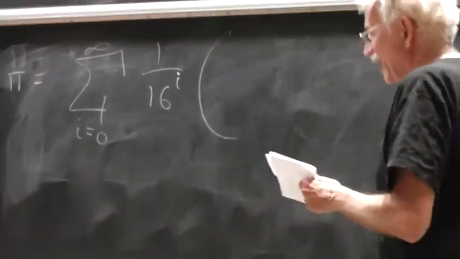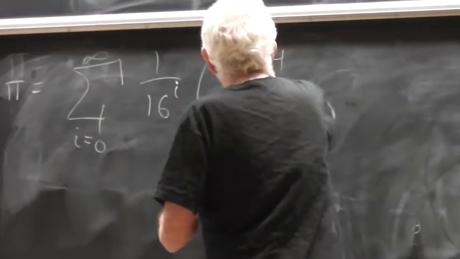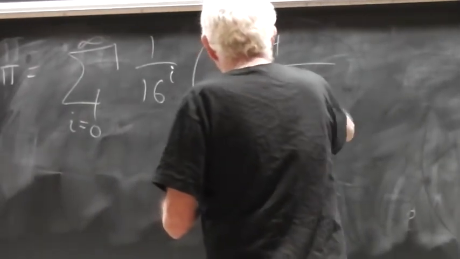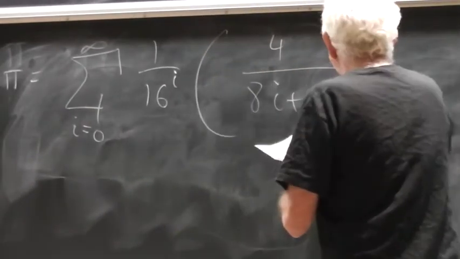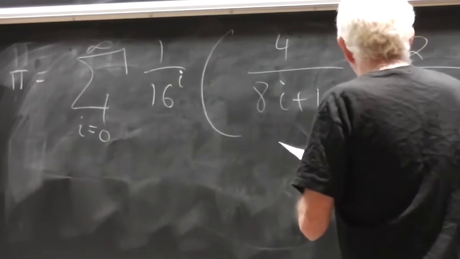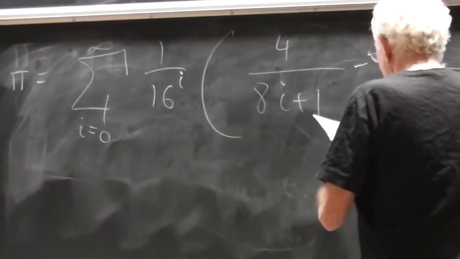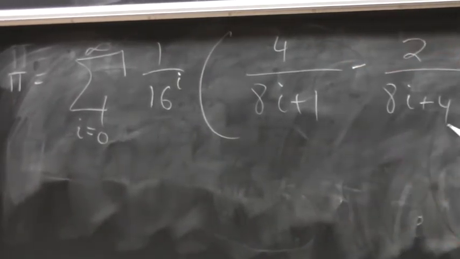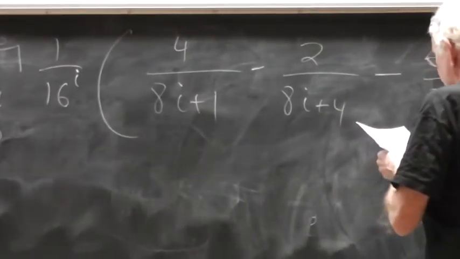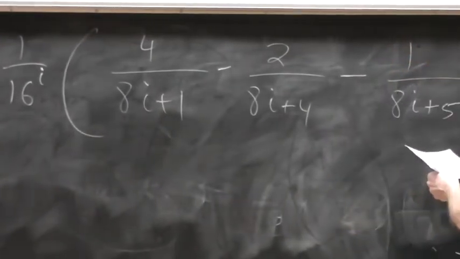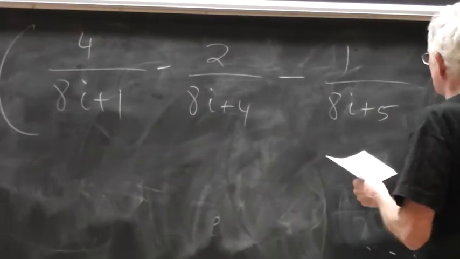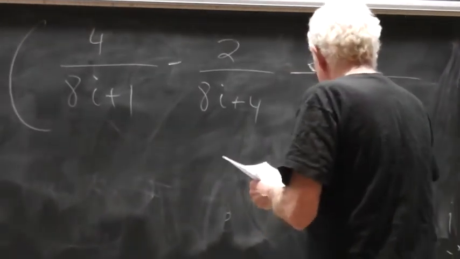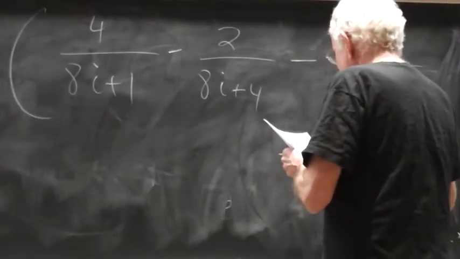1 over 16 to the power i, times 4 over 8i plus 1, minus 2 over 8i plus 4, minus 1 over 8i plus 5, minus 1 over 8i plus 6.